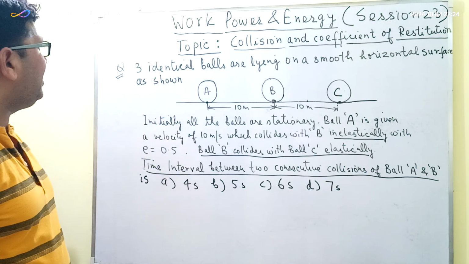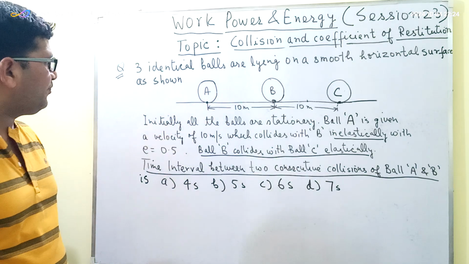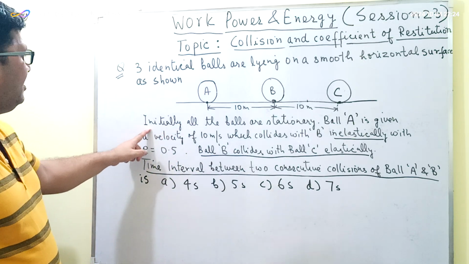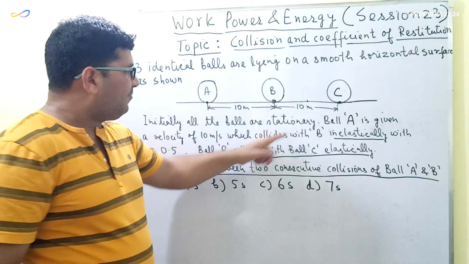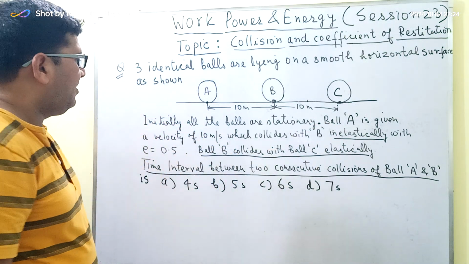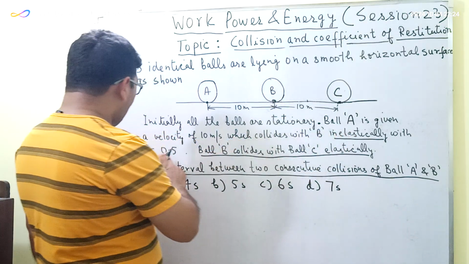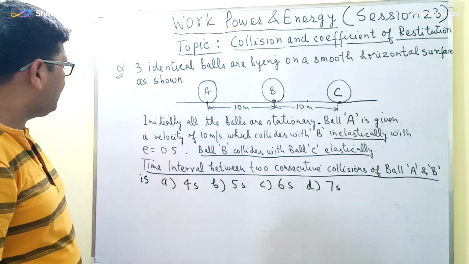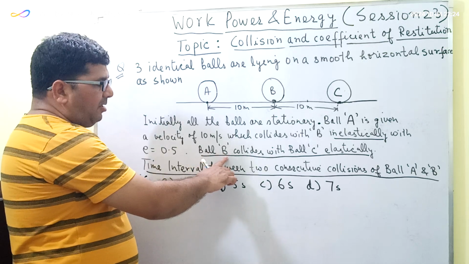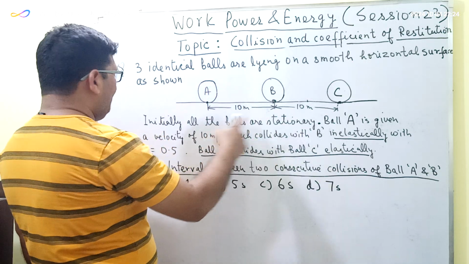The question is: three identical balls are lying on a smooth horizontal surface as shown in this figure. This figure was already provided along with the question. Initially all the balls are stationary. Ball A is given a velocity of 10 meter per second, which collides with ball B inelastically with the coefficient of restitution value of 0.5. Ball B now collides with ball C elastically.